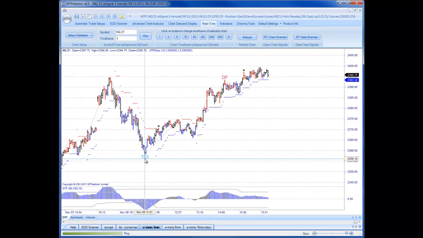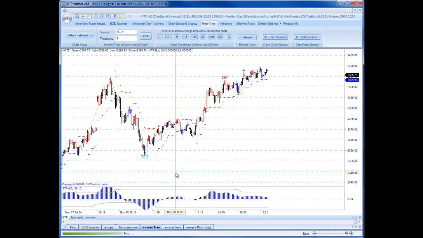As you can see here, we had a TS3 buy setup. It was a standard MTPredictor trade setup because it was in the direction of a blue STF. This sell setup here was against the blue STF, so you'd want to be ignoring it. Same with these two sell setups here. They're against a blue STF, therefore you'd want to be ignoring it. So the only trade setup that was valid with the standard MTPredictor guidelines was this TS3 buy.